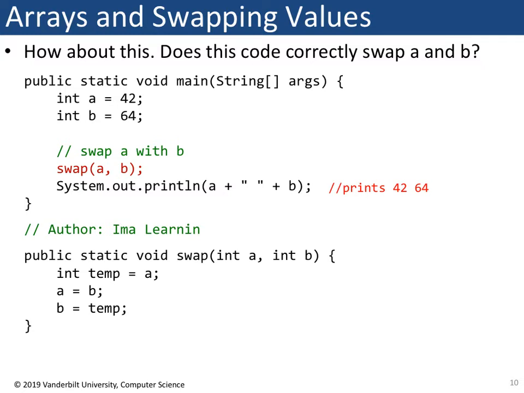So now we have A and B inside this method. Okay, we've introduced our temporary variable. Temp equals A, so temp takes on the value 42. A takes on the value 64. B takes on the value 42. Okay, so this A has the value 64, and this B has the value 42. However, when we print out the value, A still has 42. It didn't get swapped to 64. And B still has 64. It didn't get swapped to 42.